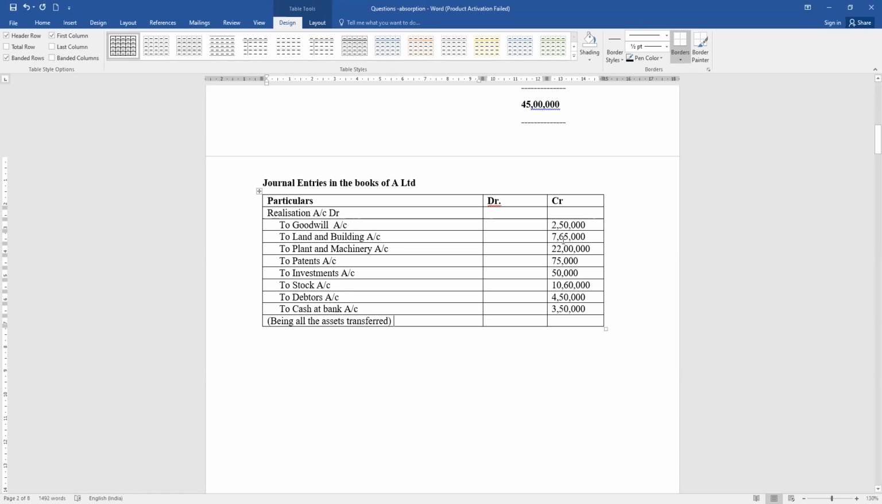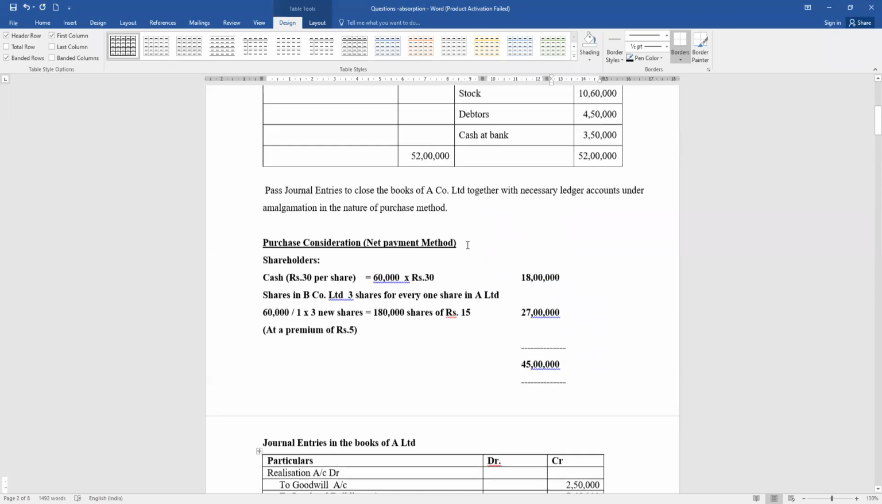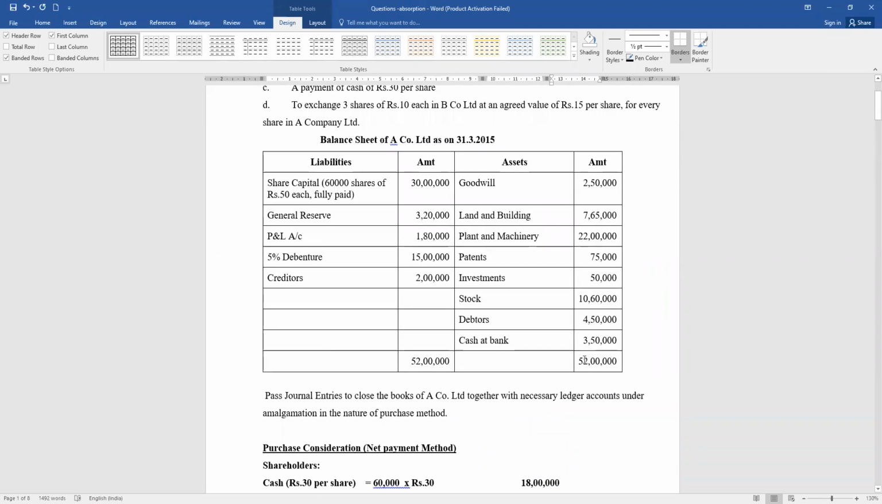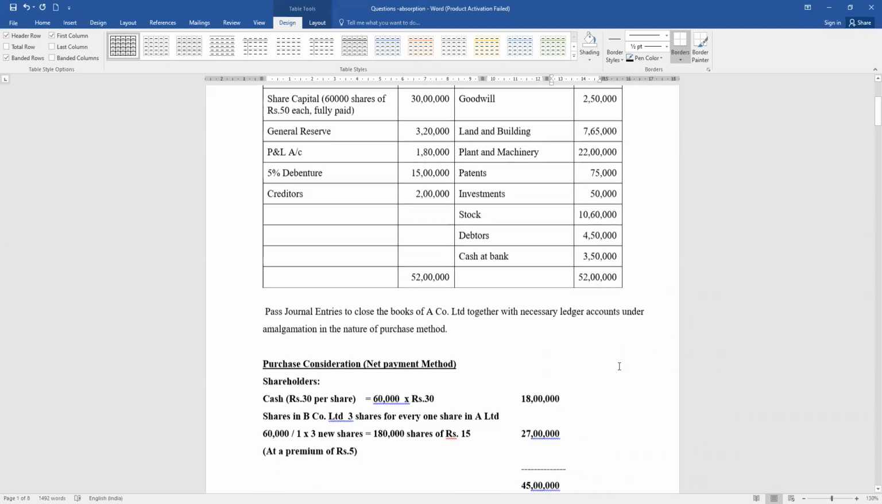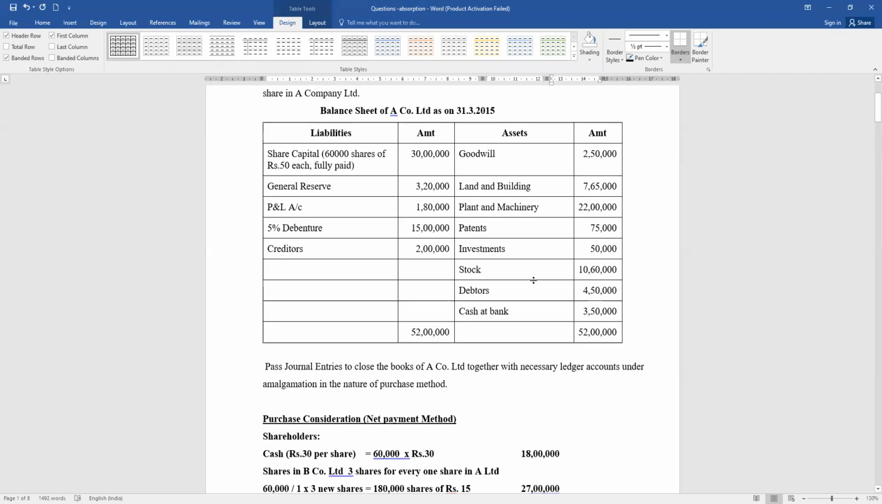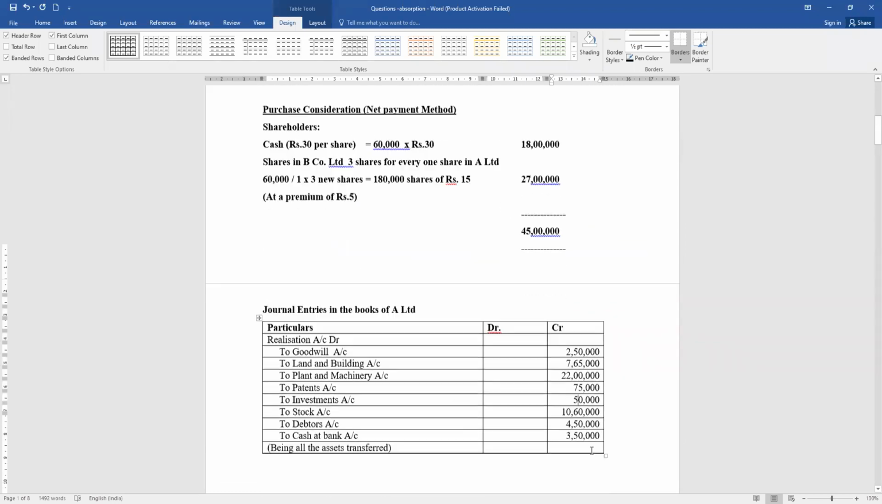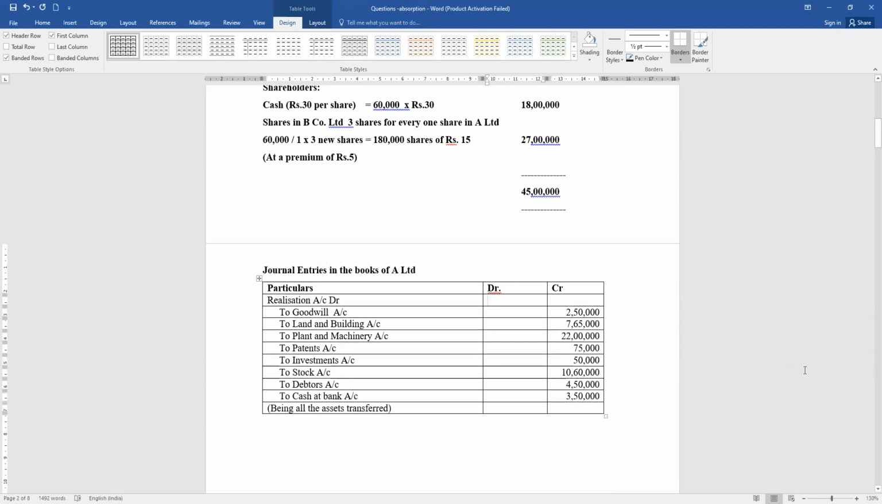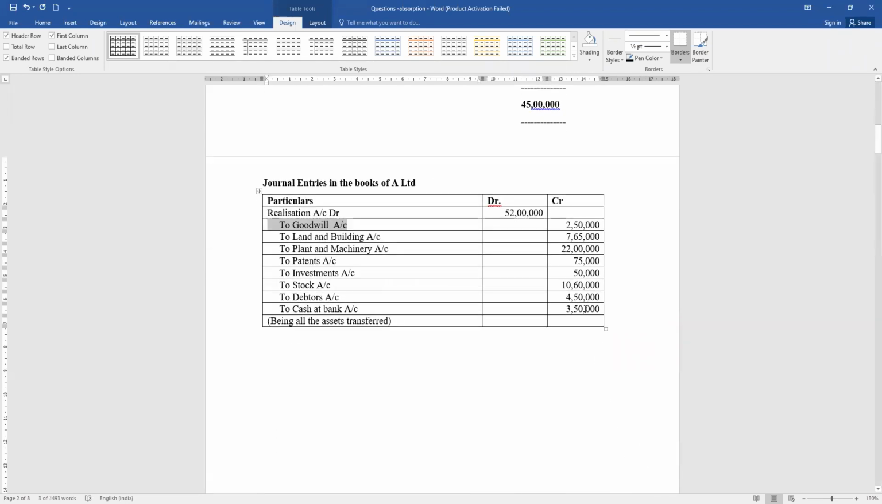Okay. Now you want to know what is the total of this one. Very simple. All the items I have transferred, so I can take the total, that is 52 lakhs. So realization should be 52 lakhs. Okay. Any doubts? No. So entry number 1 is assets.